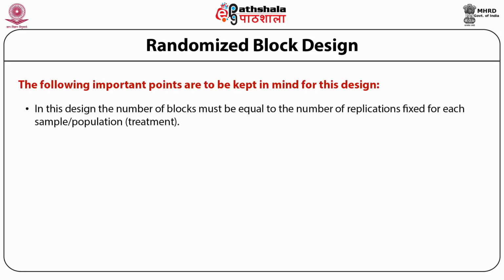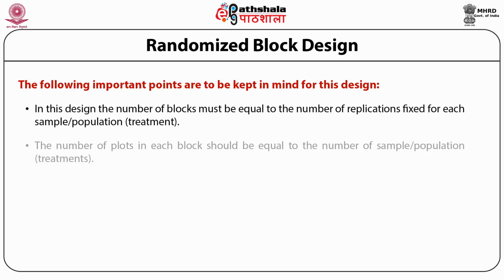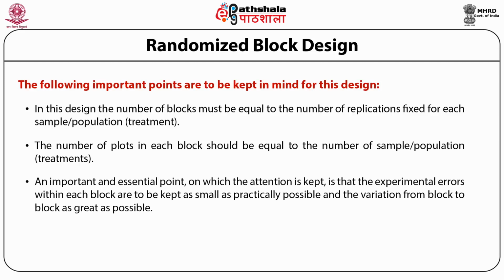In this design, the number of blocks must be equal to the number of replications fixed for each treatment. Second, the number of plots in each block should be equal to the number of treatments. Third, an important and essential point on which attention is kept is that the experimental errors within each block are to be kept as small as possible and the variation from block to block as great as possible.